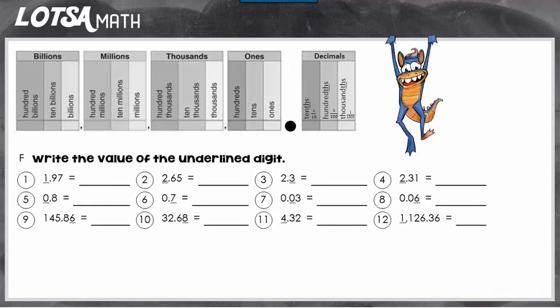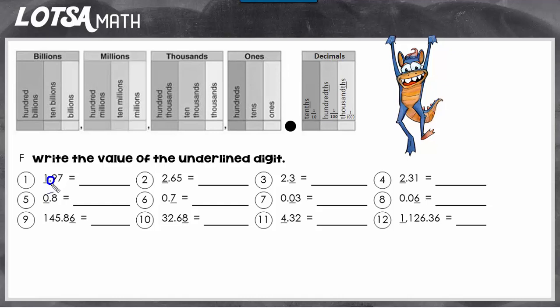These questions are a little bit different than what we've been doing just because they now have decimal values in them. So let's look at number 1 and talk about how you would find the value of the underlying digit. The first step you want to do is look for a decimal point. Everything is built around the decimal point. If you find the decimal point, the place to the left is always the ones place, and the place to the right is always the tenths place.